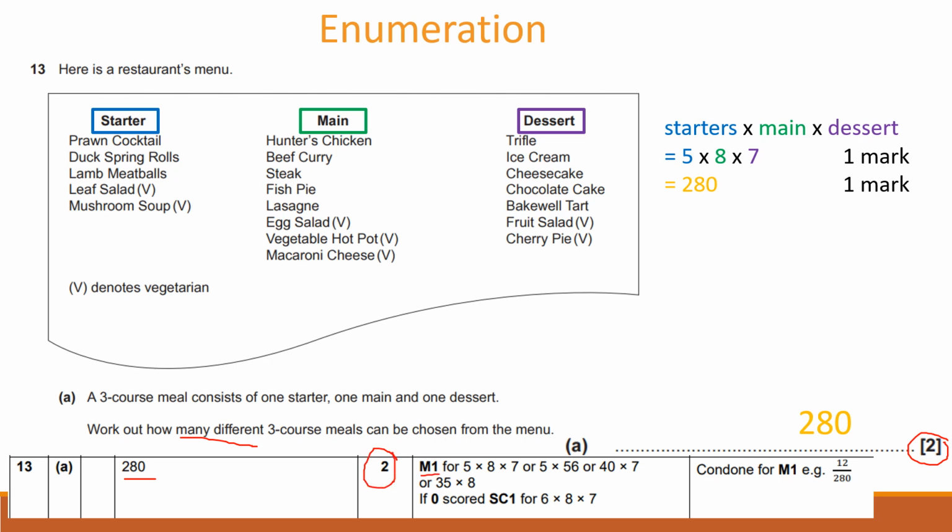N1 is a method mark. For getting 5 times 8 times 7 is the method mark. And you can get 1 mark if you did 6 times 8 times 7. There is also a method mark on the right side if you did a fraction rather than a whole, just the total number instead. But the answer we're looking for was 280.